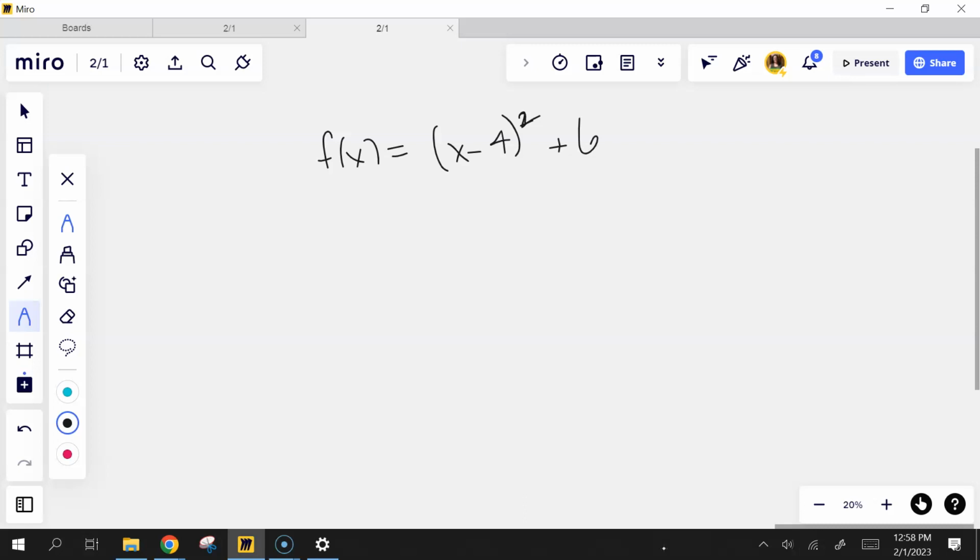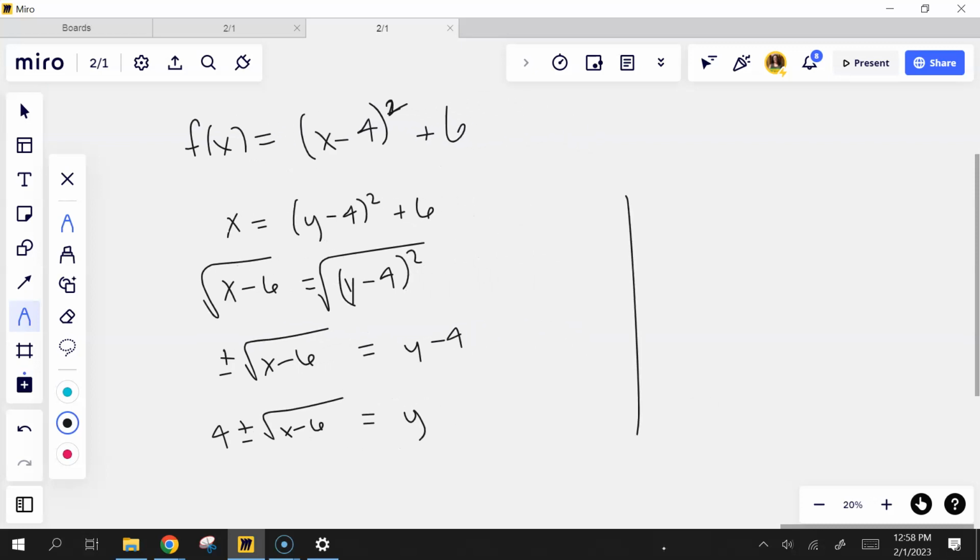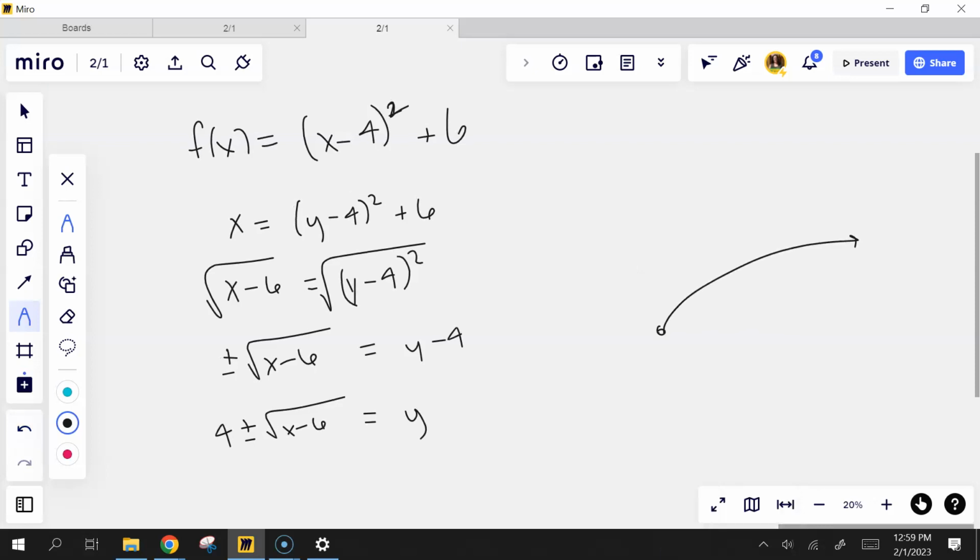Okay, so how do we know that? Let's look at it algebraically first. If I subtract 6, by the way, what's the inverse operation of a power of 2? Square root. We said those are inverse operations, so that's what I use to cancel it out. But whenever I take a square root, I have to do a plus or minus. What happens is I end up with a top piece and a bottom piece. That's not a function.